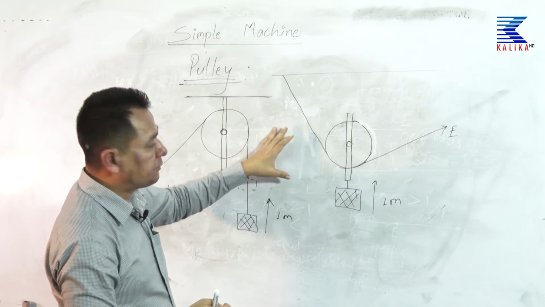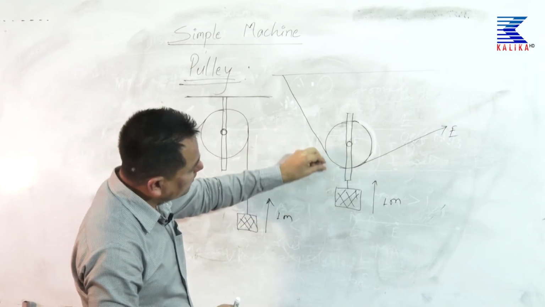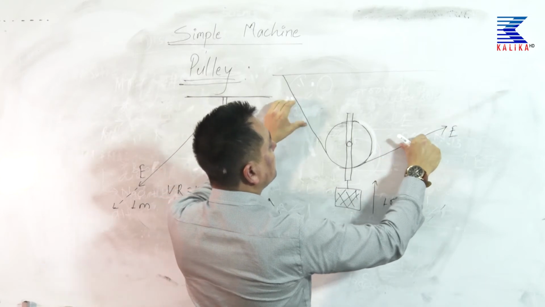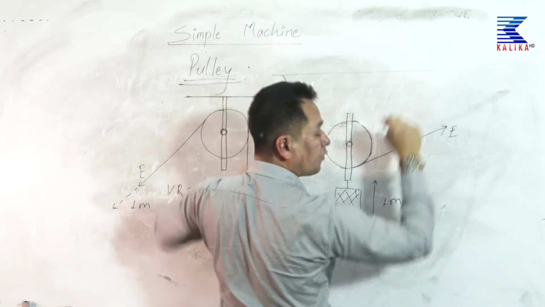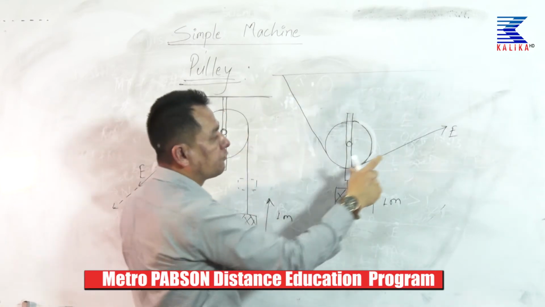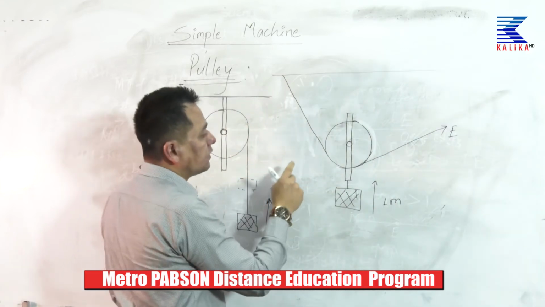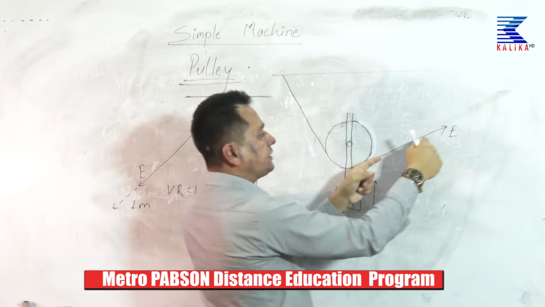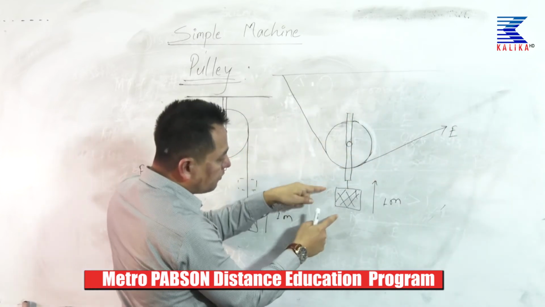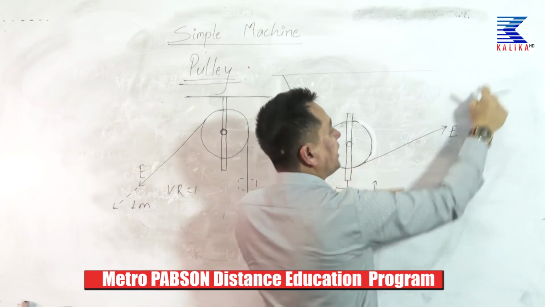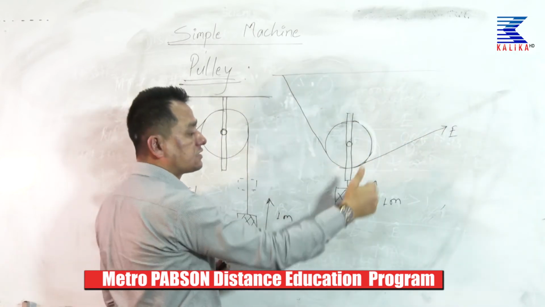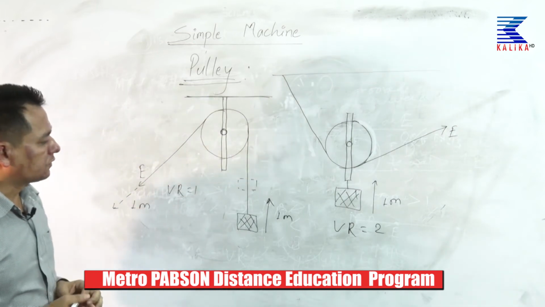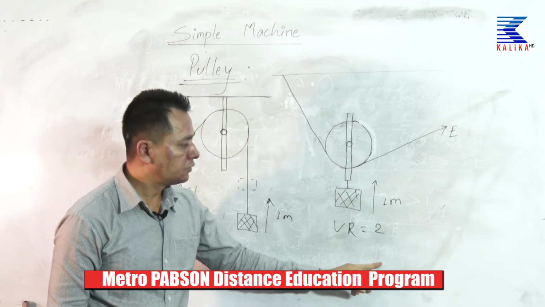See? I would repeat it. To pull the load up by 1 meter, this section of rope and this section of rope, both sections should decrease by 1 meter, meaning they should get pulled up by 1 meter. But we cannot pull from this side, we can pull only from this side. So the whole 2 meters should be pulled from this section of the rope. So to pull it up by 1 meter, we should pull it by 2 meters. So just double. Here effort distance is just double the load distance. So VR is 2 here. Here VR is 1, here VR is 2. Right?